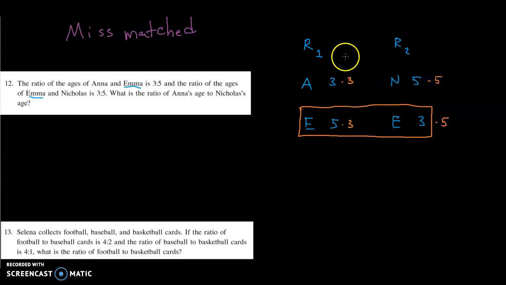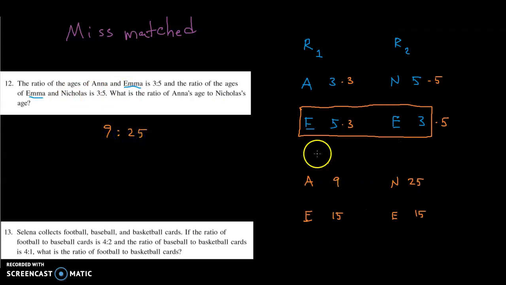So now in this column, we're going to have A 9, E 15. And just again, think about it: 3 to 5 is the same as 9 to 15. And then in this one, N is going to be 25 and E is going to be 15. Okay, so now here's the idea. We know that when E is 15, A has to be 9. But if E is 15, we know N has to be 25. So therefore, we can say that the ratio of Anna to Nicholas is 9 to 25. It's like magic. But that's it. That's really all you have to do.